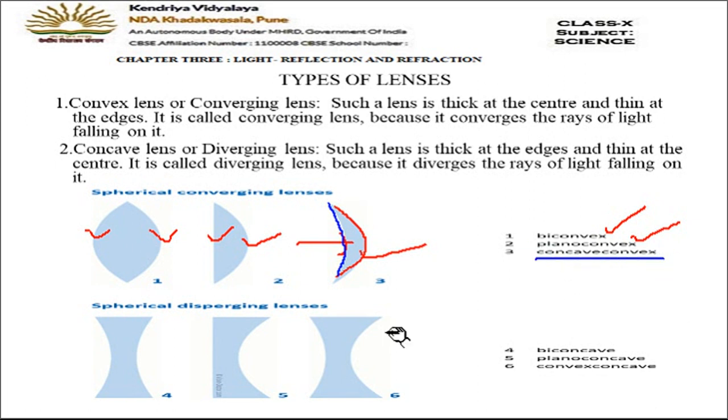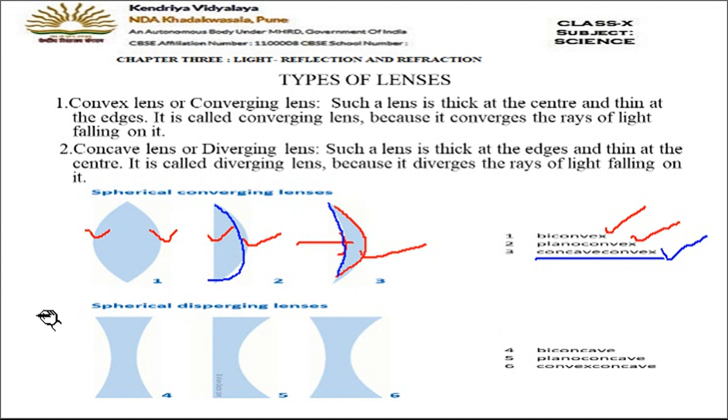Fine. As we have discussed, the lens has two surfaces. In case of convex, if both the surfaces are bulging outside, then it is called biconvex. If one side is plane and the other side is bulging like this, it is called plano-convex. And if one side is concave and the other is convex, then it is called concave convex type of lens. So in convex lens, these three varieties are available.